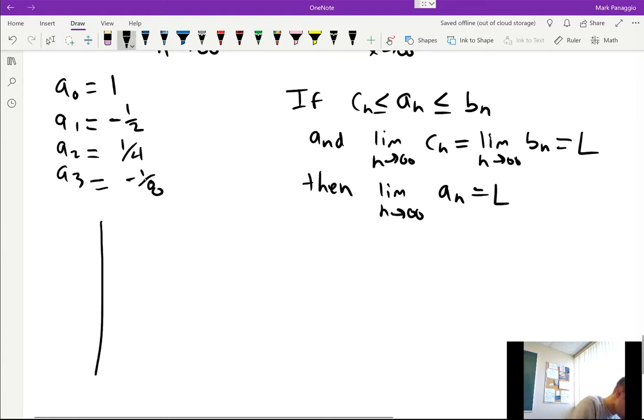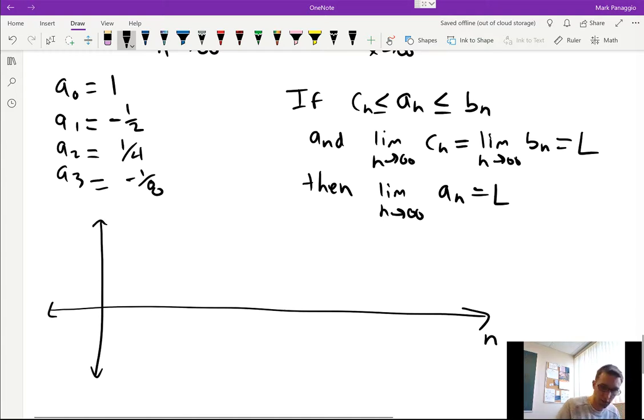In fact, let's draw ourselves a little graph. So I'm going to use an n-axis here. This is going to be the index of the term. And so I could even draw some little dots here for my terms in the sequence. So at n equals 0, we had a value of 1. So I'll put a little dot there. At n equals 1, we had negative 1/2. So we'll put a little dot there.